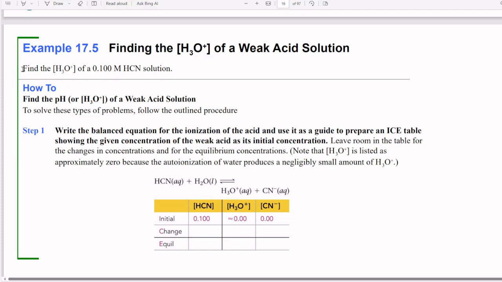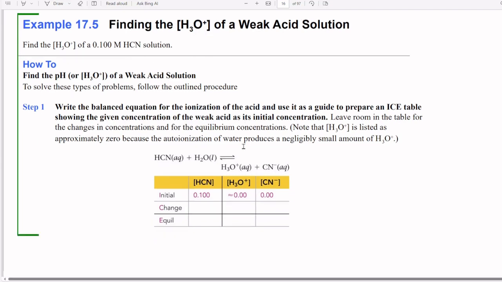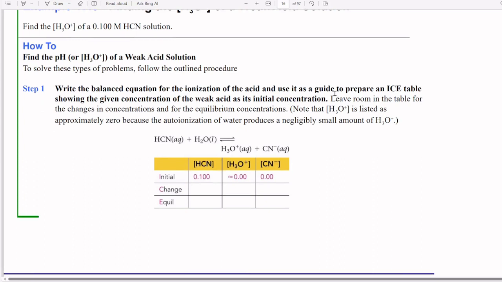So here's our problem. Find the hydronium ion concentration of a 0.1 molar HCN solution. So this is hydrogen cyanide, which can act as a weak acid. Our first step is to write the balanced equation for the ionization of the acid and use it as a guide to prepare an ICE table, showing the concentration of the weak acid as the initial concentration.